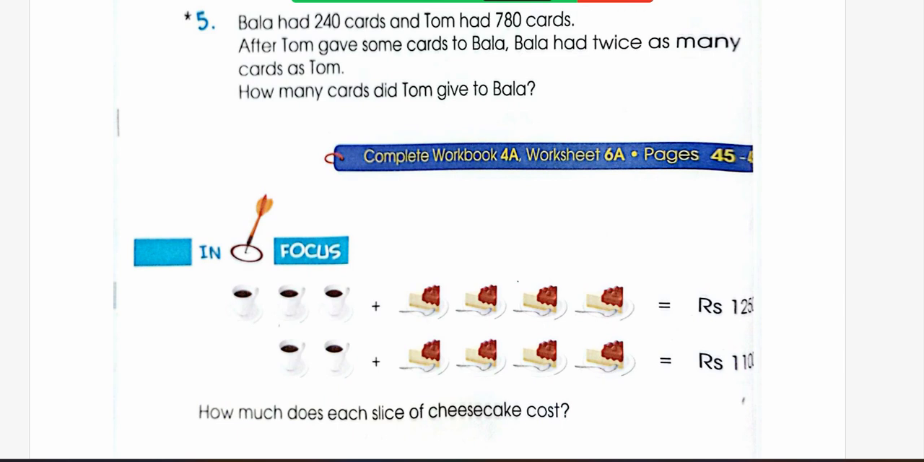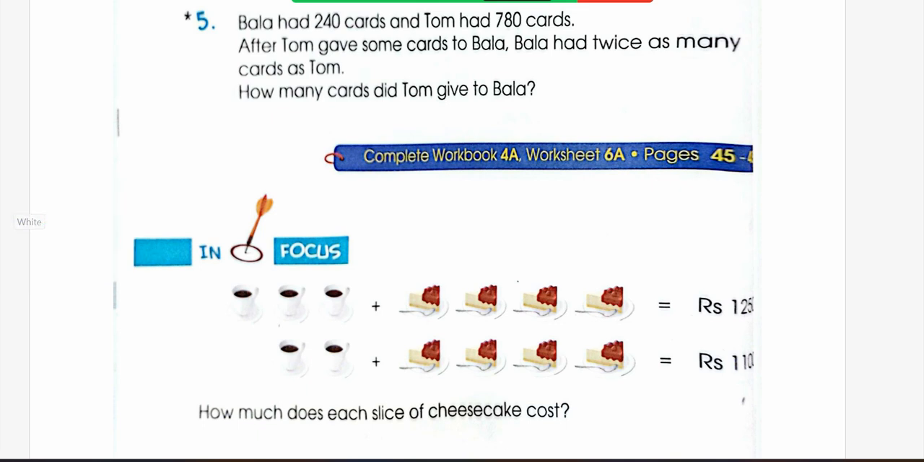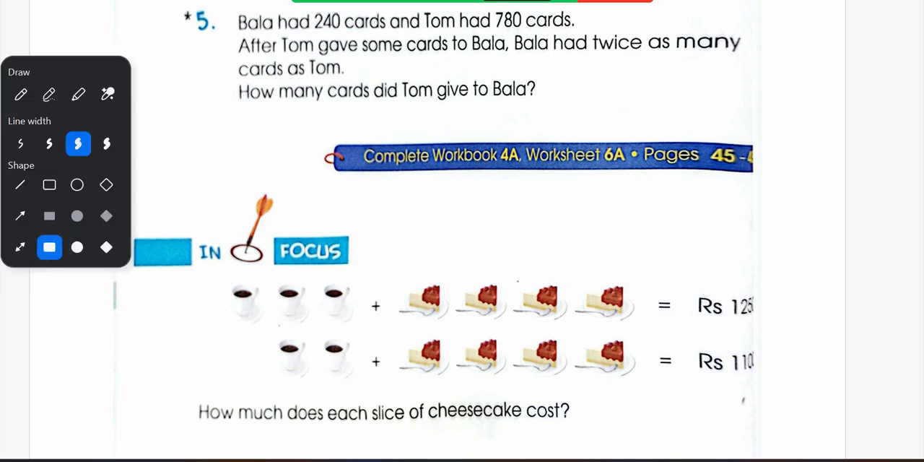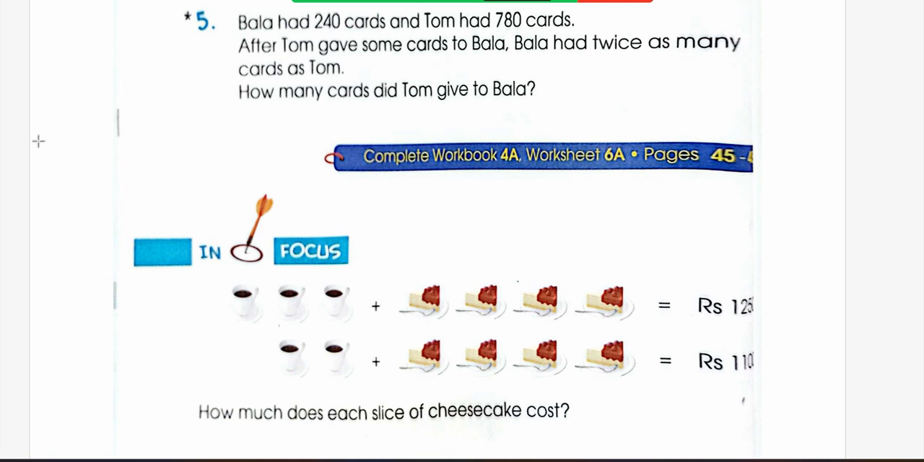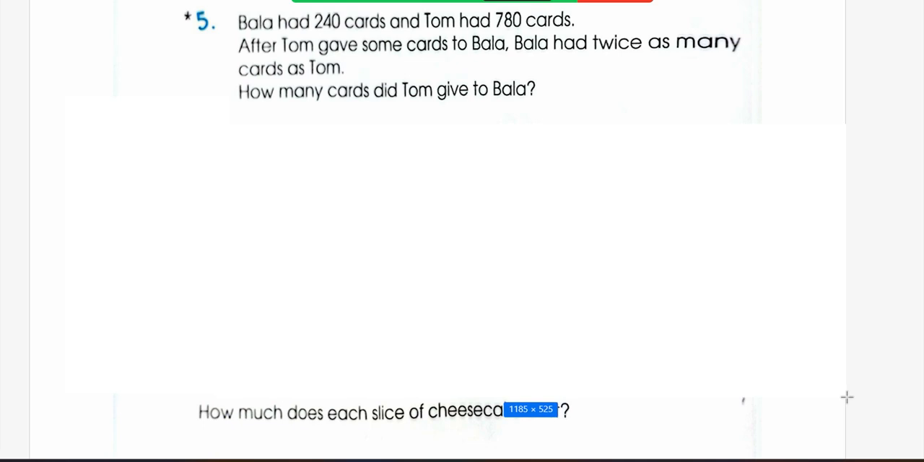Bola had 240 cards and Tom had 780 cards. After Tom gave some cards to Bola, Bola had twice as many cards as Tom. How many cards did Tom give to Bola?